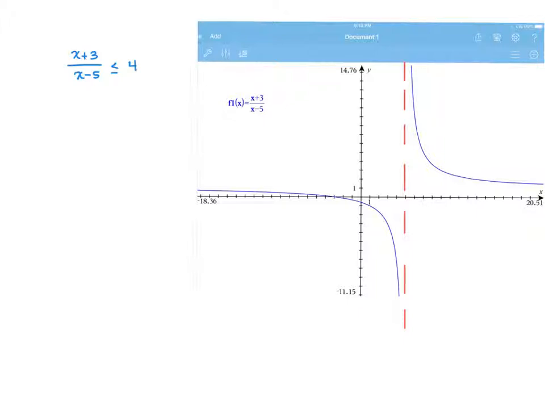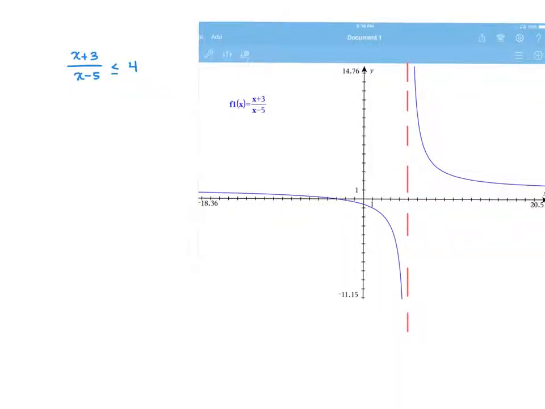But notice that the degree of x plus 3 is 1, and the degree of x minus 5 is also 1. So I would take the coefficients of 1x and 1x and divide them. 1 divided by 1 is 1. You can also see on this graph that I've got a horizontal asymptote that goes across. So what I've got going on here are these two things.